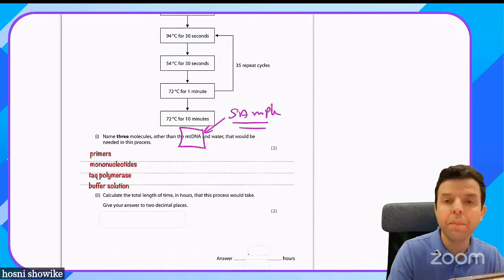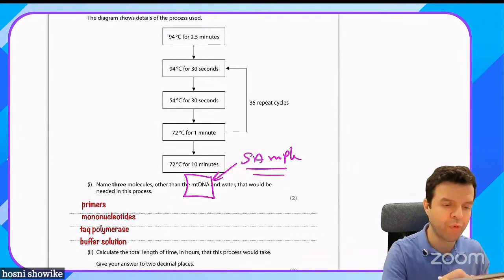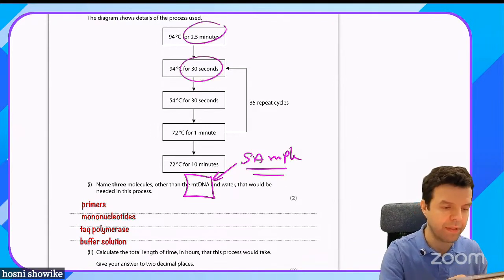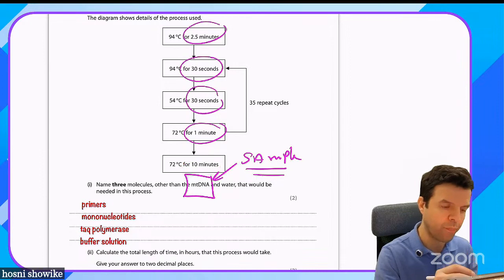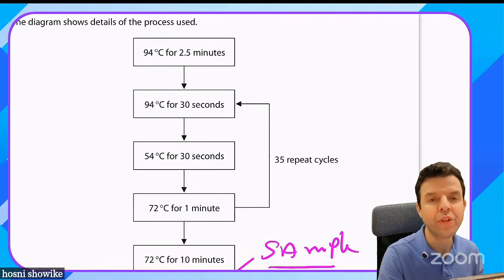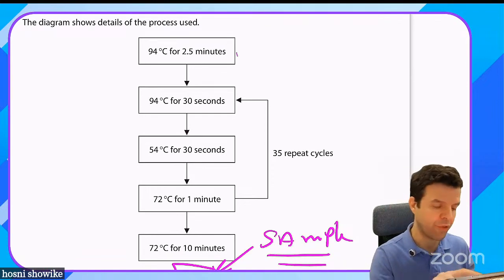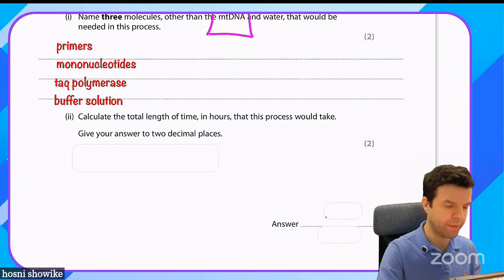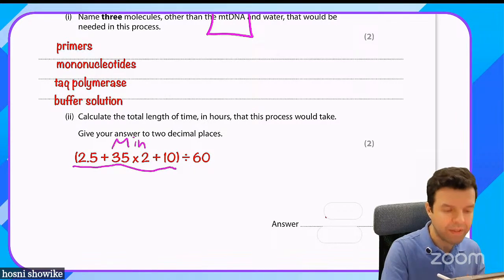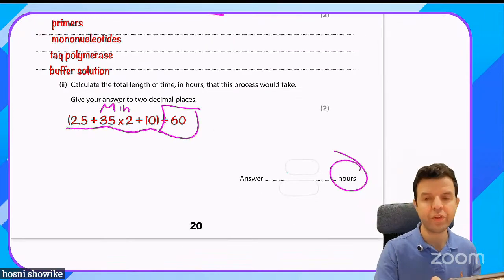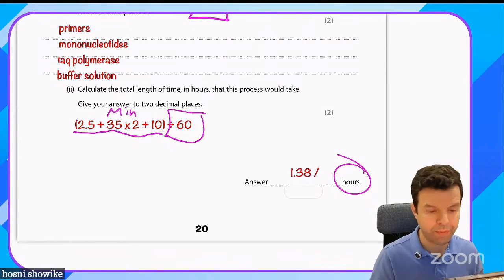We got some easy math question here. You see that in the diagram, they gave me the time for each stage: minutes, seconds, seconds, minutes, and they wanted you to convert all these into hours. So what am I going to do here? I'm going to take those values, turn them all to minutes, and then see how many hours this will take. So all these values here in minutes, divide by 60 because they wanted the final answer to be in hours. To 2 decimal points, 1.38.